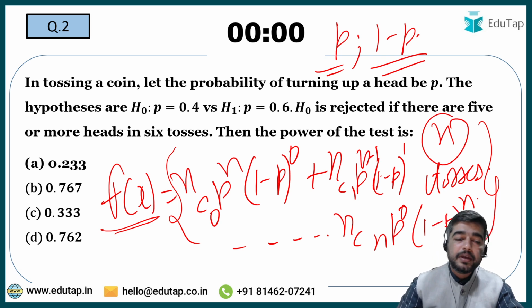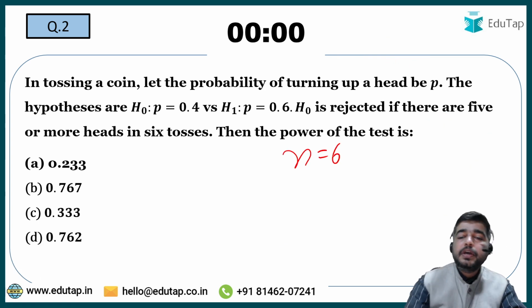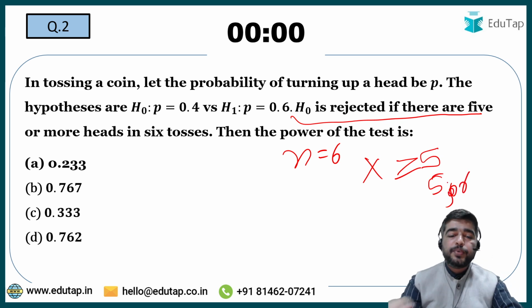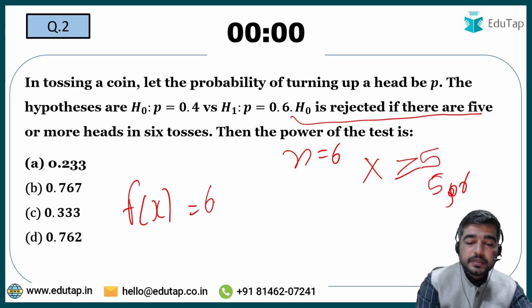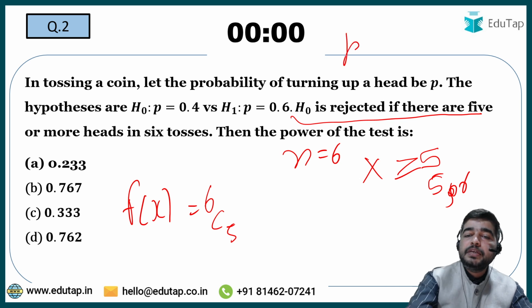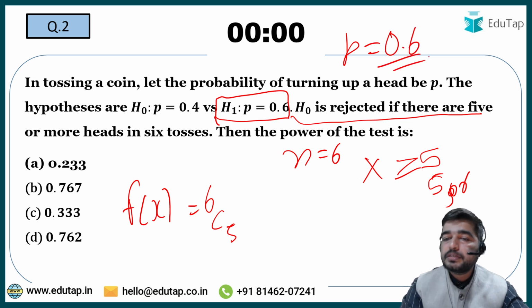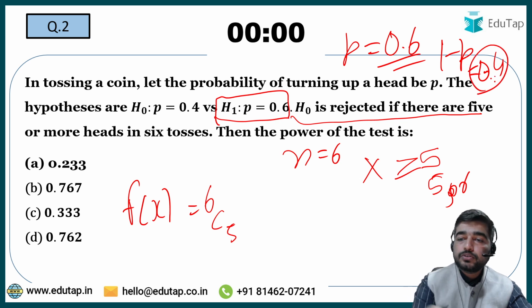In this question, we have n equal to 6. And it is given that H0 is rejected if there are 5 or more heads in 6 tosses. So you have value of x of 5 or 6. So your probability will be 6C5, and if you have to reject the null hypothesis, you have to accept the alternative hypothesis, and in the alternative hypothesis p is 0.6, so 1 minus p will be 0.4.